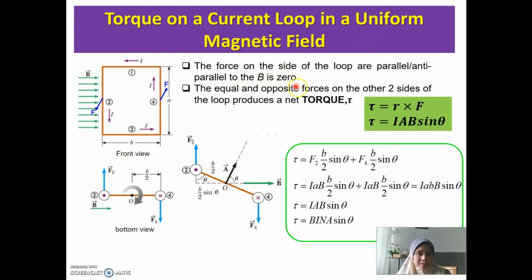Sebab the angle between current and B sama ada 180 degree ataupun 0 degree. Parallel, anti-parallel, 0. So yang tinggal cuma F2 dengan F4. So F2 dengan F4 ni nilai dia sama tapi direction dia berbeza. So these two force that contribute to the emergence of torque yang menyebabkan loop ni boleh rotate.